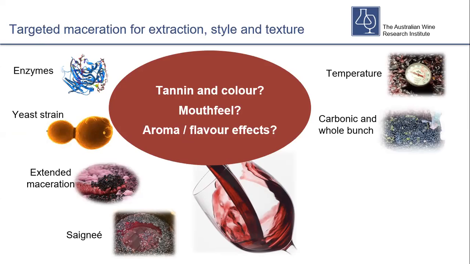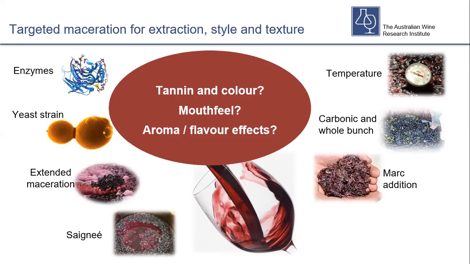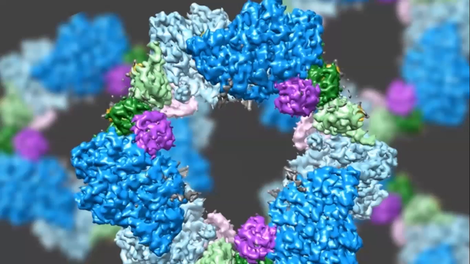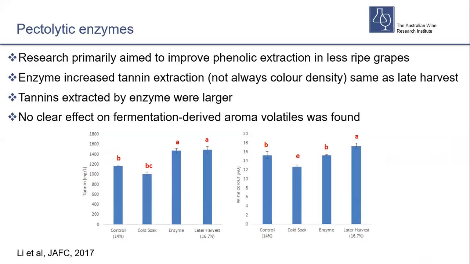I'll be mentioning carbonic and whole bunch maceration, and then some interesting new tools like mark addition, which we highlighted there first in that first slide with Pinot Noir, and a new technique called DTMA maceration, which is just recently on the market. So starting with enzymes. Enzymes generally are pectolytic for what we use in red wines.